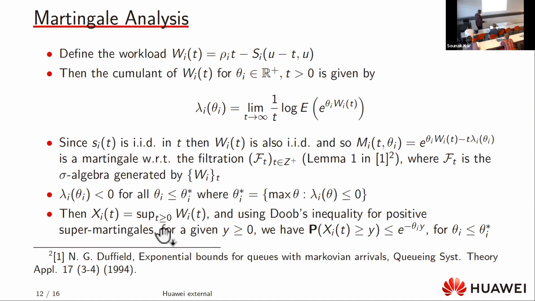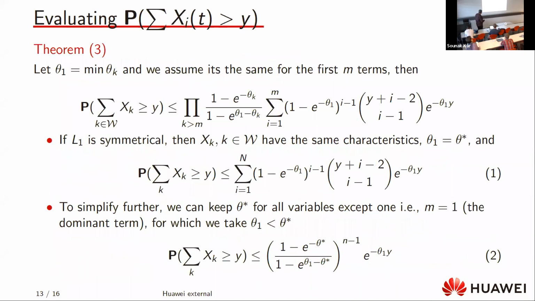Now we need to compute the sum of these xi's greater than some y, and to do that, we also have some results there. In this theorem, we use the dominant term here, and then we can simplify it further if we assume a symmetrical tree.